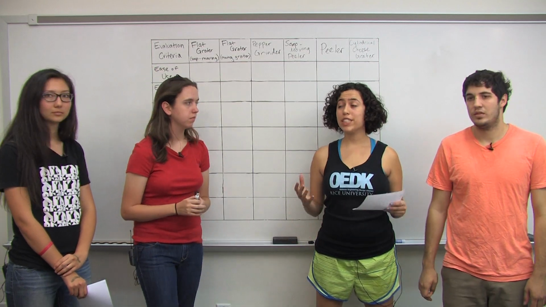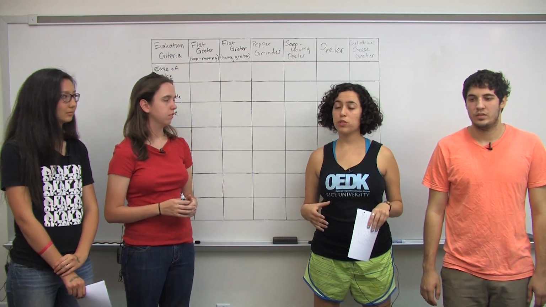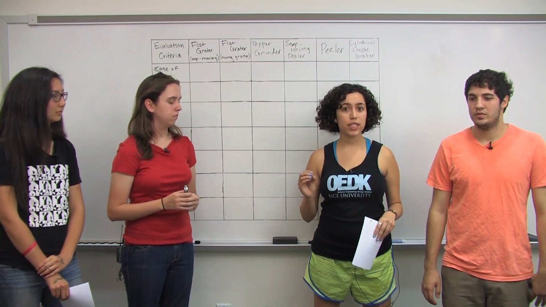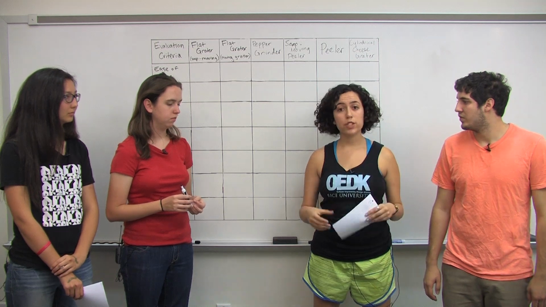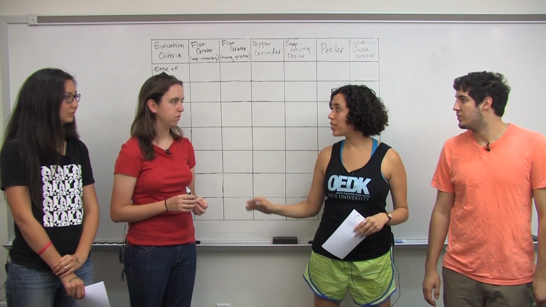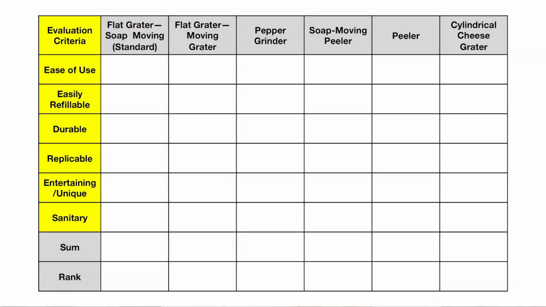So today we're going to run a screening Pugh matrix. The purpose of a screening Pugh matrix is to select a few ideas out of many ideas. And the first step into setting up your screening Pugh matrix is to list all of your design criteria on the left-hand side of the table.